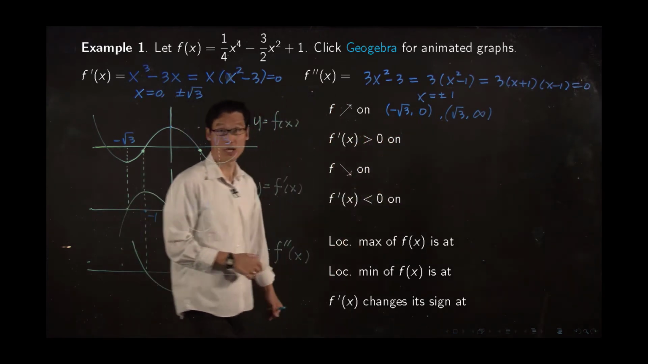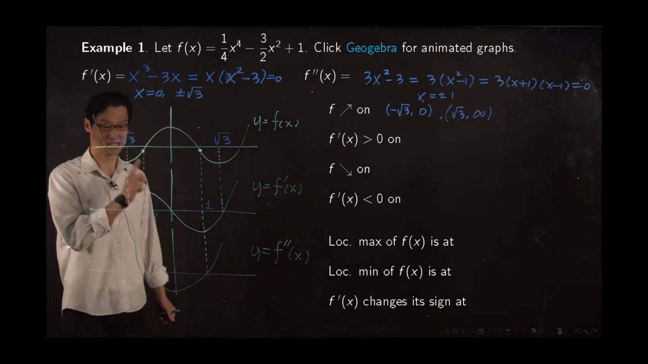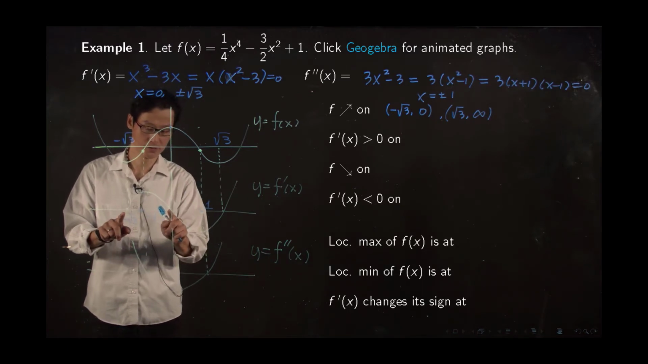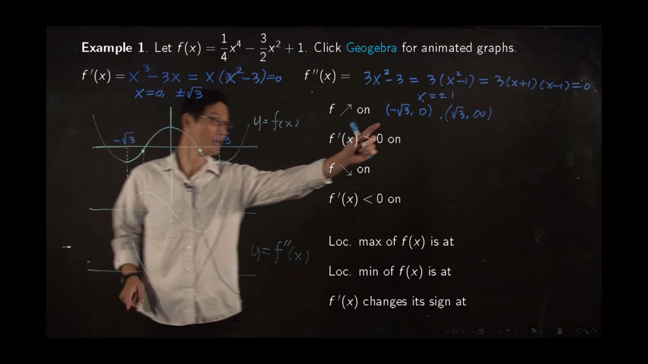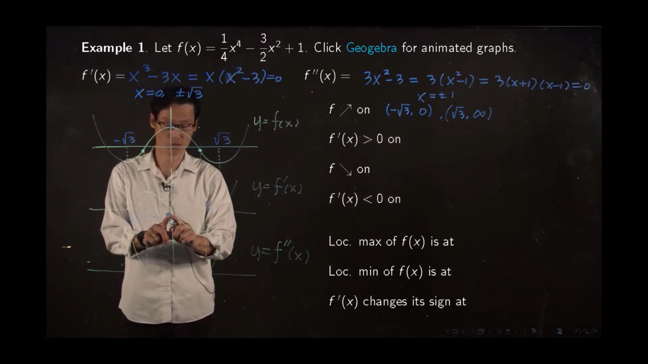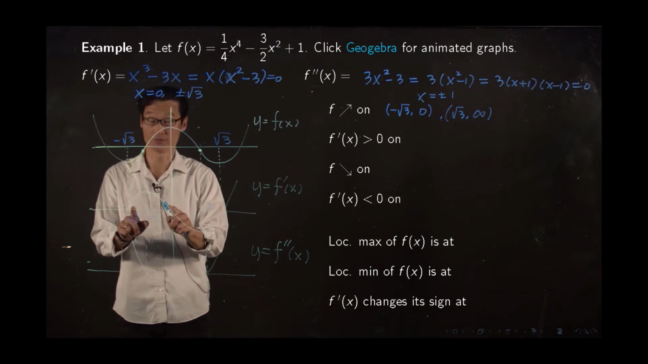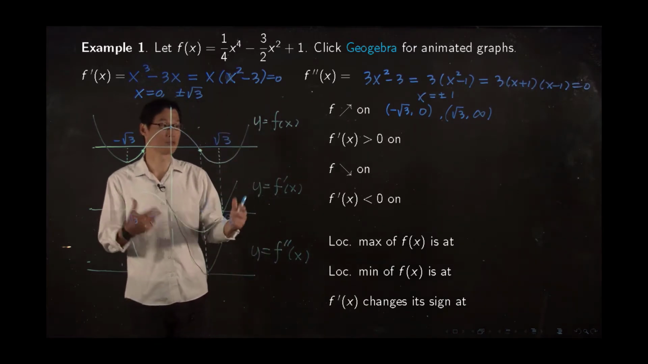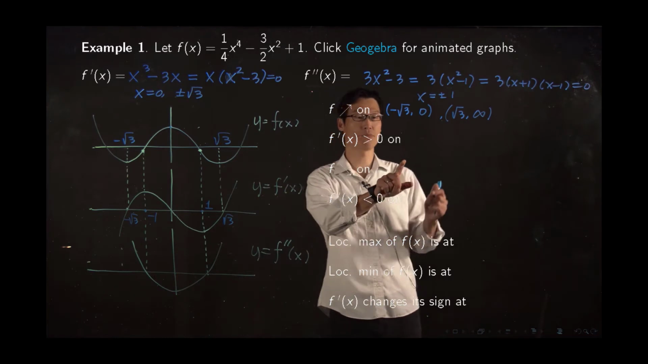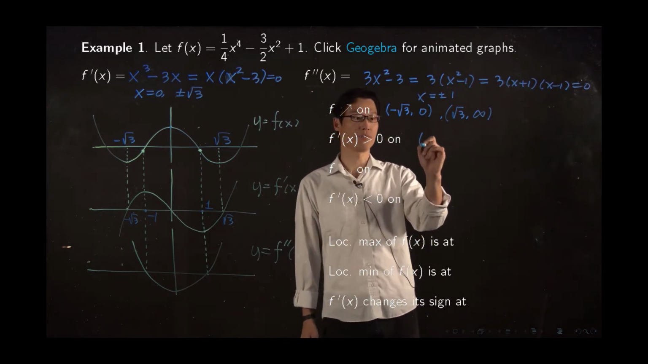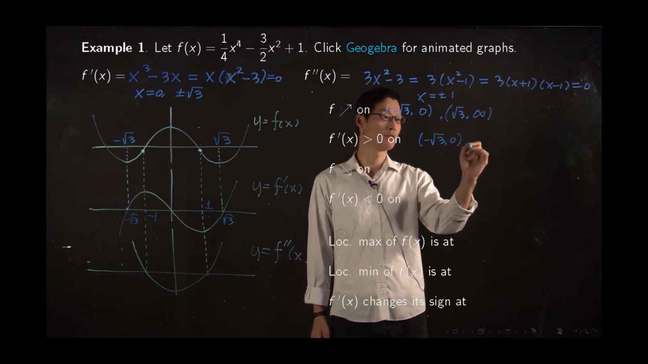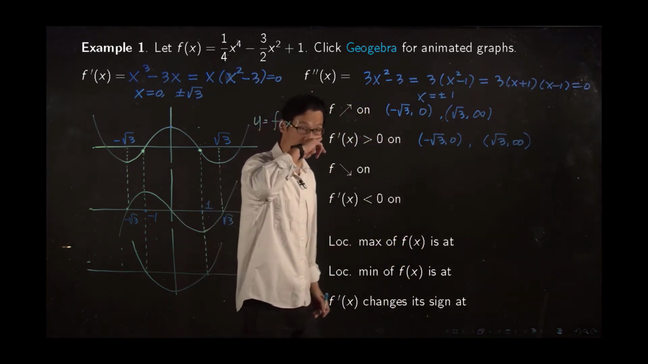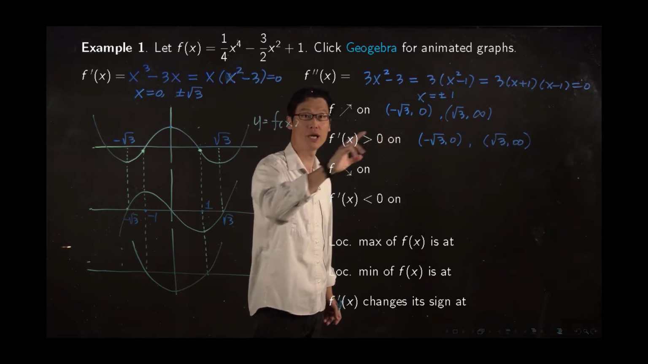By the way, those two intervals are not random intervals. Actually, those two intervals are exactly the intervals where f prime is positive. So the interval from negative square root 3 to 0 is exactly where f prime is positive. And from square root 3 to infinity, our function f prime is positive. So f prime is positive on exactly the same intervals. So we can say whenever your function is increasing on some interval, f prime is positive.